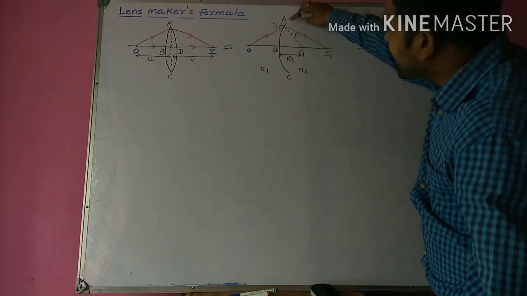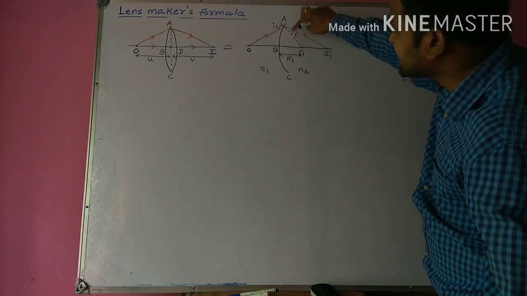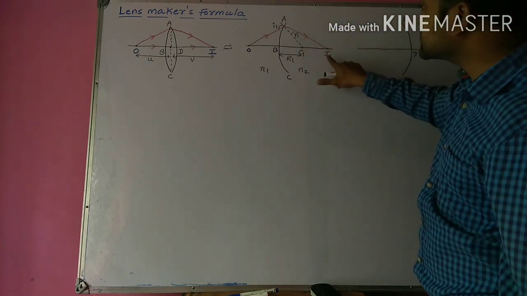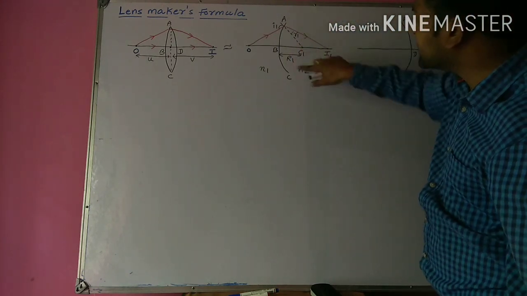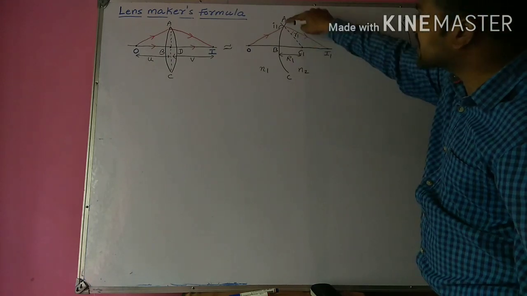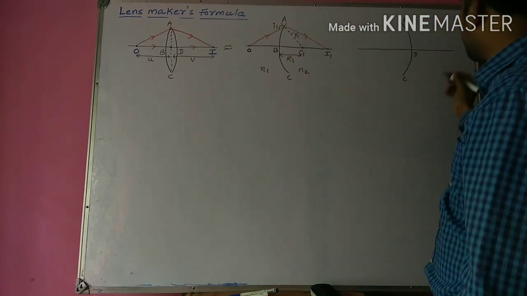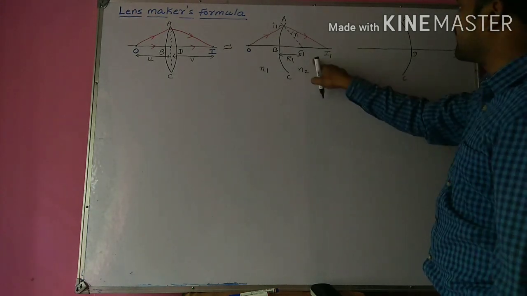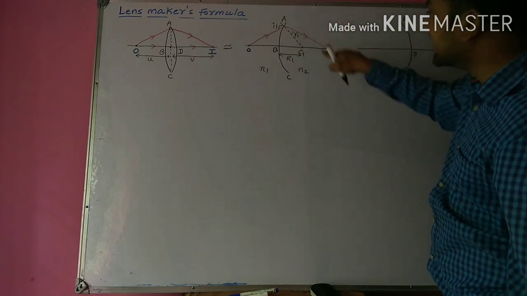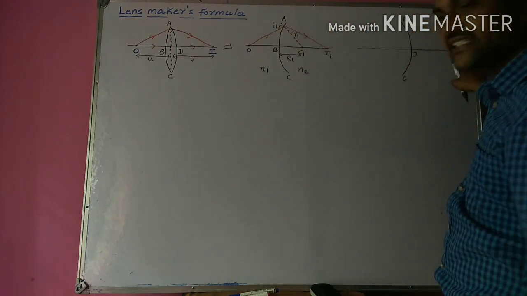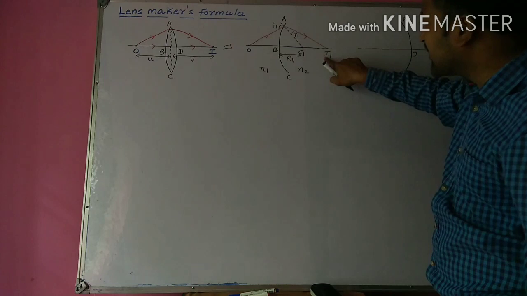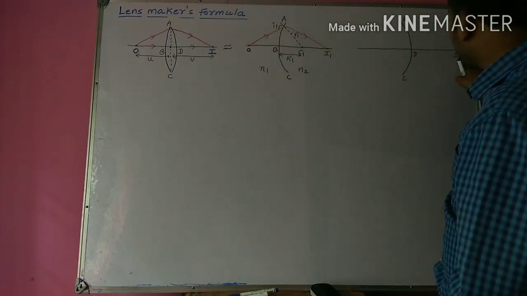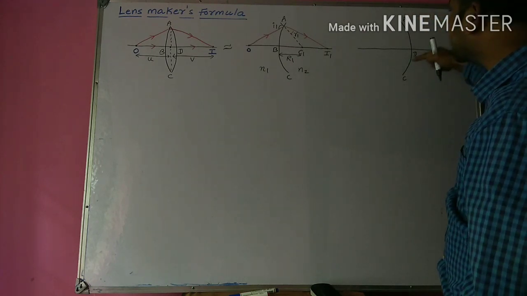For example, if the ADC surface lies like that, as a lens does, the image I1 due to the ABC surface acts as the object for this ADC surface. Let us consider this I1 somewhere here. This is the ADC surface and this is I1. Now this I1 acts as a virtual object for the second ADC surface.